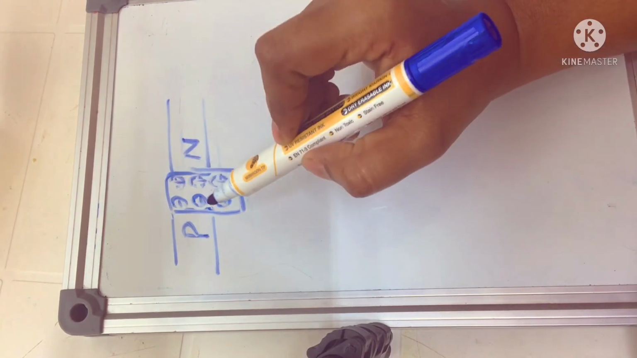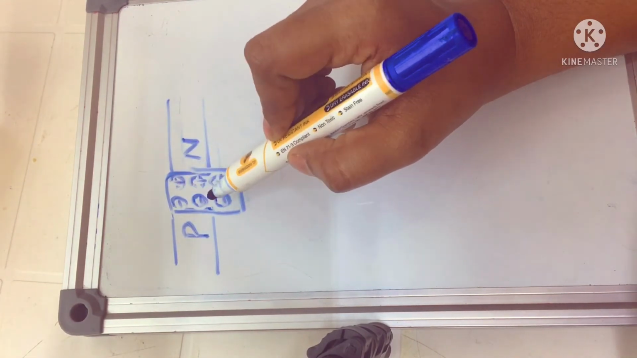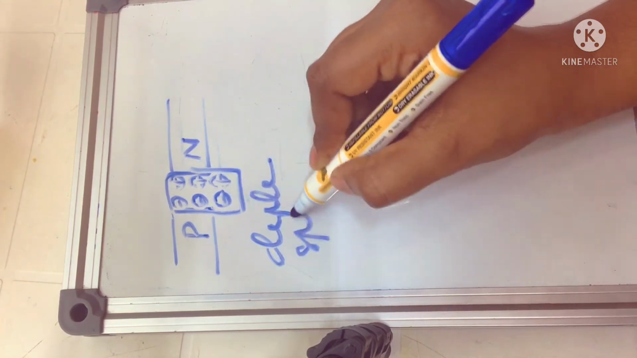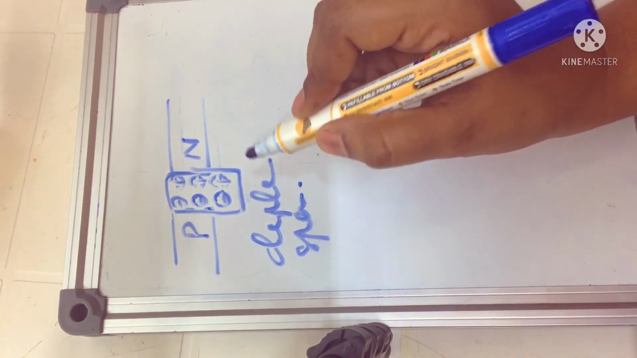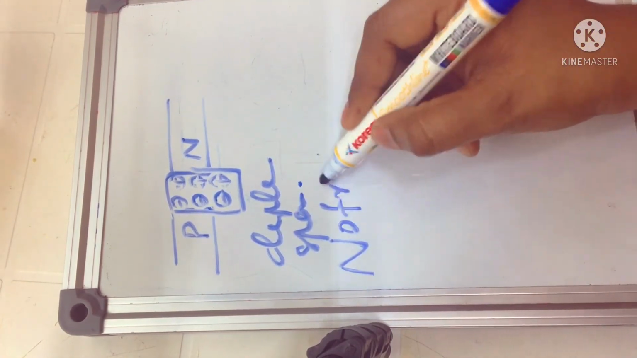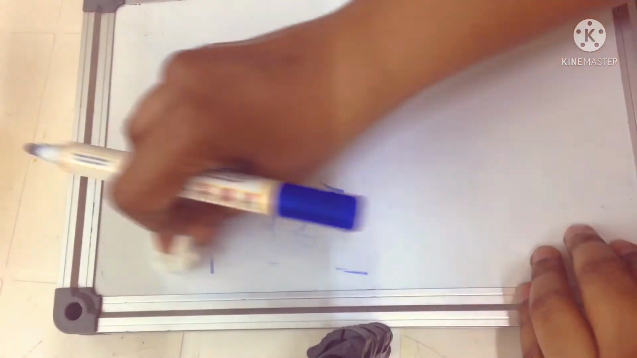This is the depletion region or space charge region. There are no free charge carriers in the depletion region.